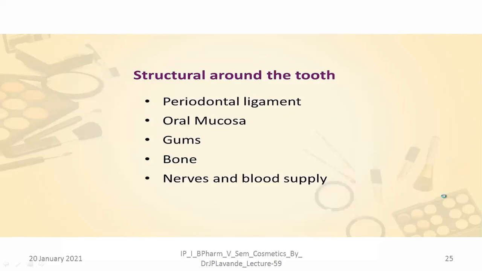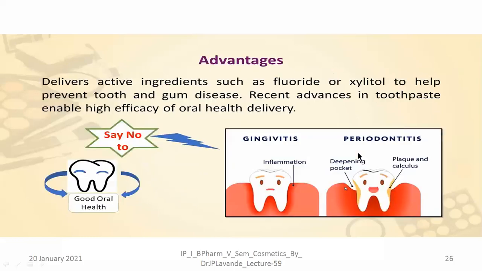As I said, this is for holding the tooth in the cavity, and it will act as a mechanical shock absorber. There is the oral mucosa, that is the mucous membrane of the oral cavity. There are gums, that is between the teeth and the bones. Then there is bone that will contain the cavity in which the teeth are held. Then there is a nerve and the blood supply.